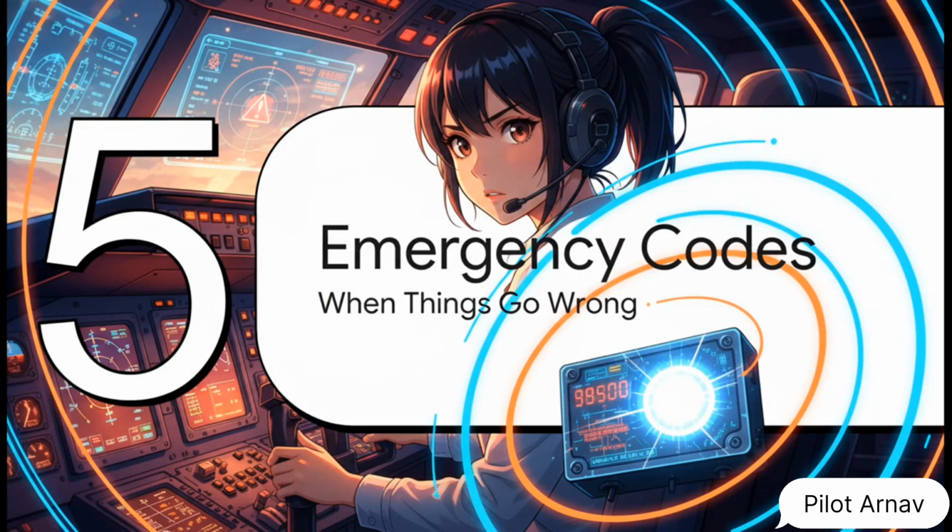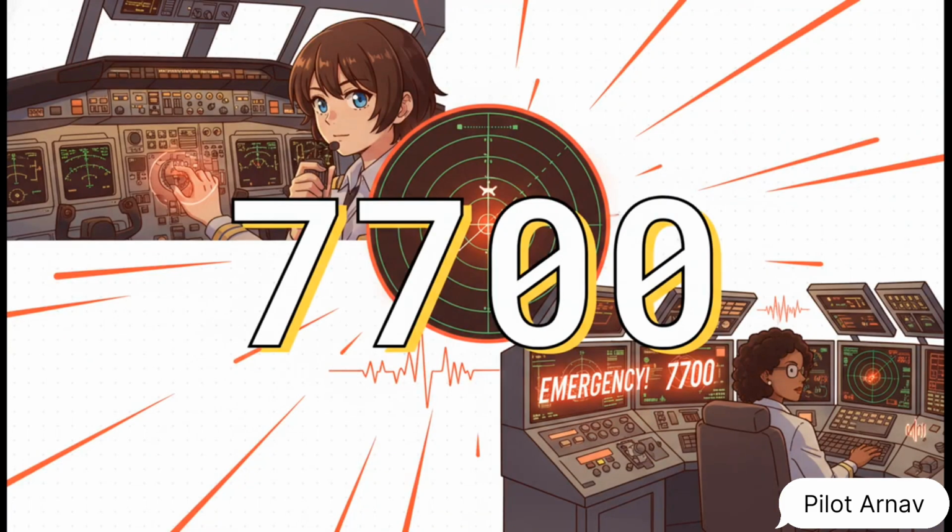Finally, Section 5, Emergency Frequencies and Codes. We're entering the final phase of our toolkit. It's the part no pilot ever wants to use, but every pilot absolutely must master. When things go completely wrong, your transponder is your best friend. Inside the cockpit, you've got an SSR transponder that sends a 4-digit squawk code straight to air traffic control's radar.